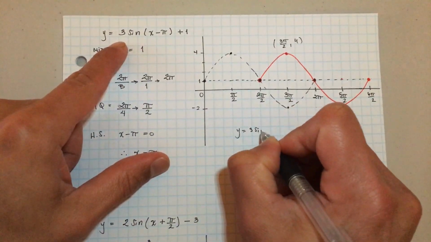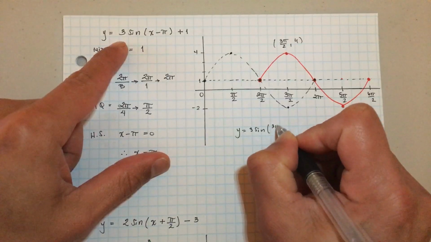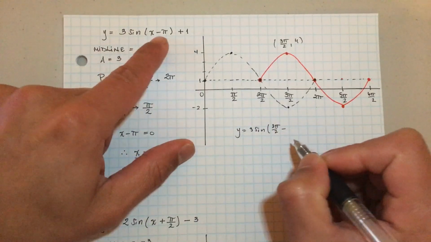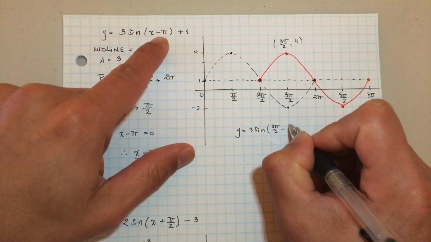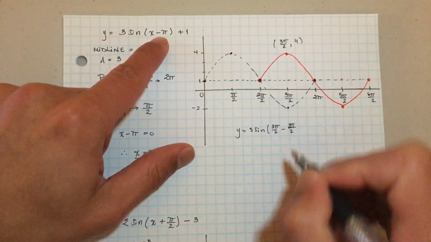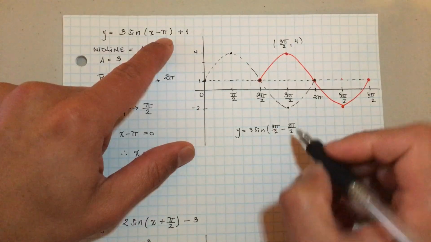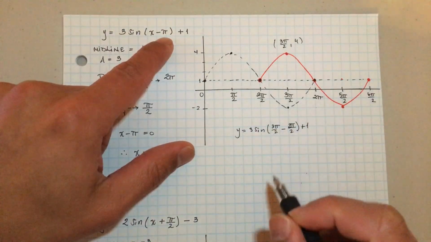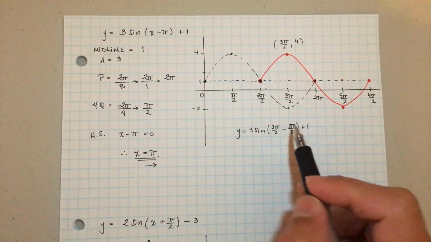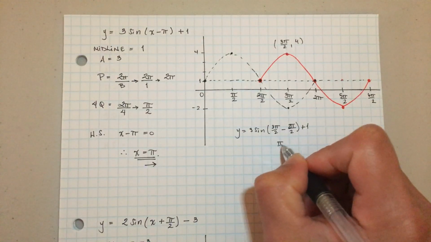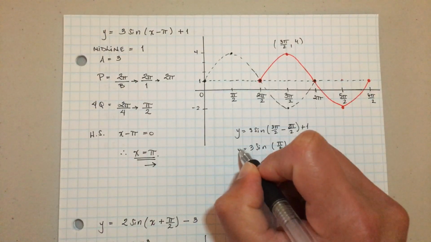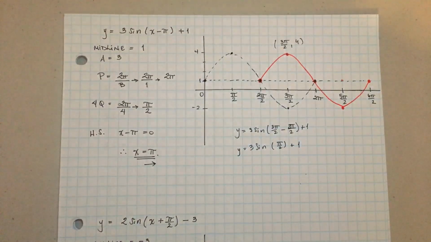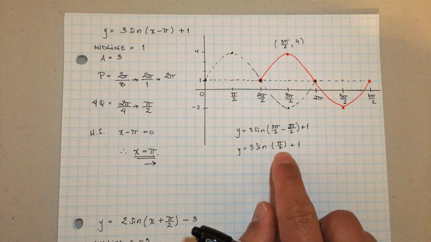3 times sine. Instead of x, I'm going to put 3 pi over 2 minus, instead of pi, I'm going to use 2 pi over 2, because 2 pi over 2 is the same thing as pi. And then that's plus 1, okay? So 3 pi over 2 minus 2 pi over 2, well, that's 1 pi over 2. So I get that. 3, okay, plus 1. All right, so what's sine of pi over 2?